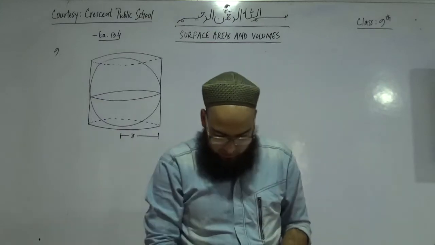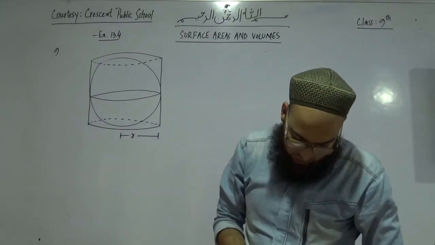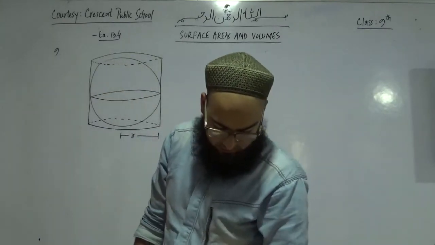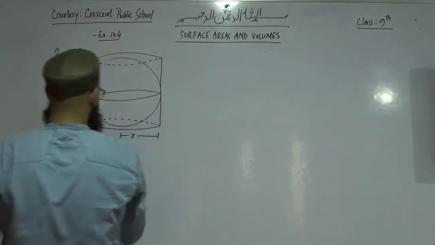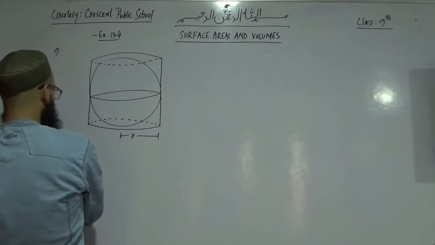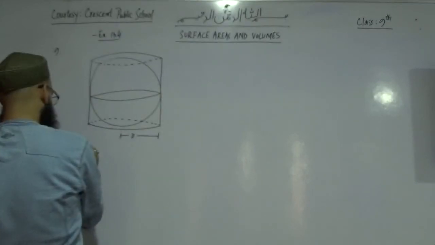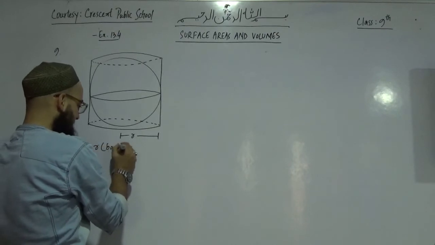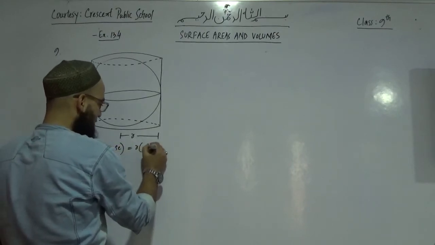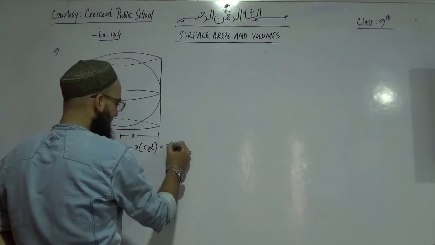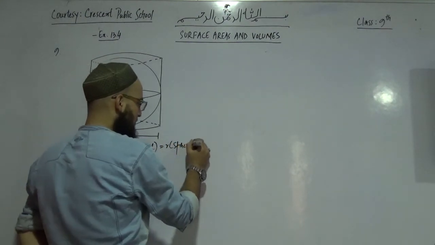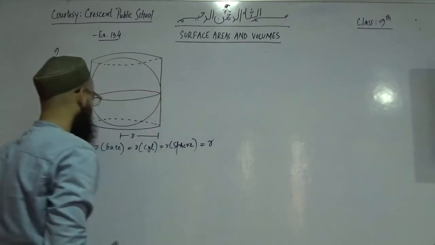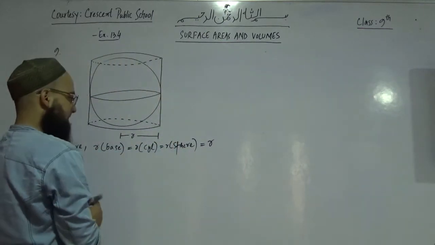Find surface area of the sphere, curved surface area of the cylinder, and ratio of area obtained in 1 and 2. Let us first find surface area of the sphere. Here, radius of base is equal to radius of cylinder is equal to radius of sphere. So all of the radii are same, that is r. You got it?